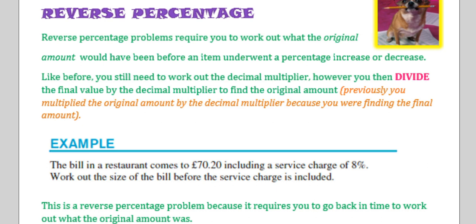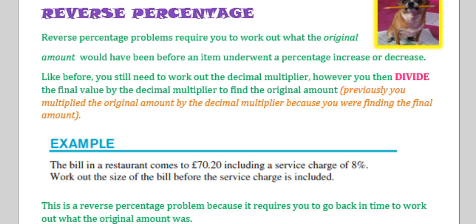Yeah, that's right. So you would first of all still work out the decimal multiplier like you did before. No change to that. You still work out the decimal multiplier just the same way. But the second step, instead of multiplying, you are dividing instead because you're doing the reverse, like you're going backwards. Which sounds weird. So let's see a little example to see what we mean by that.